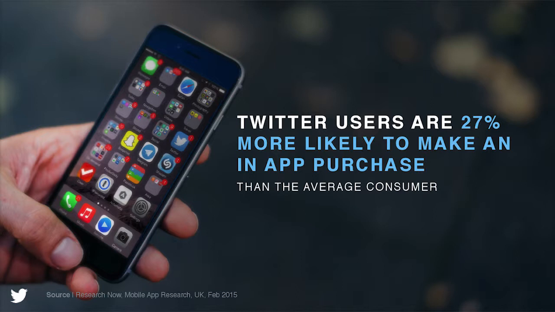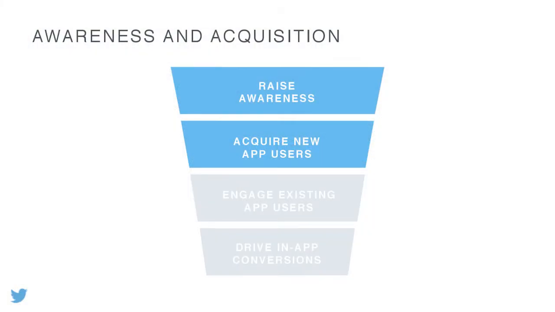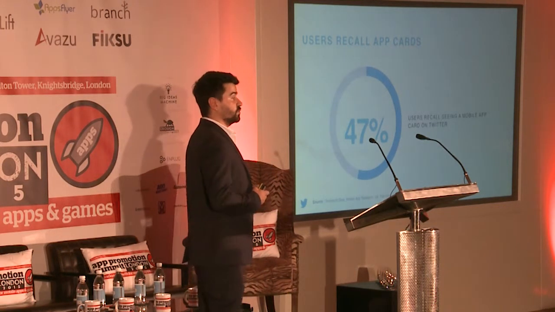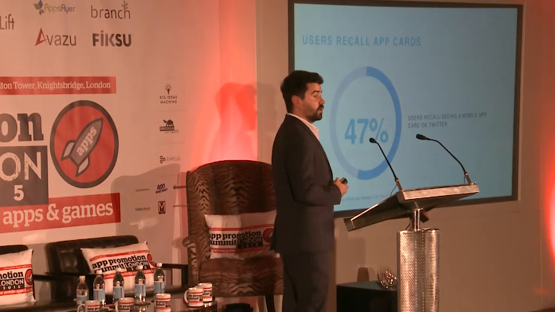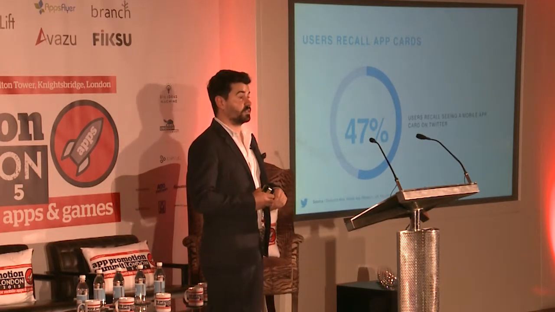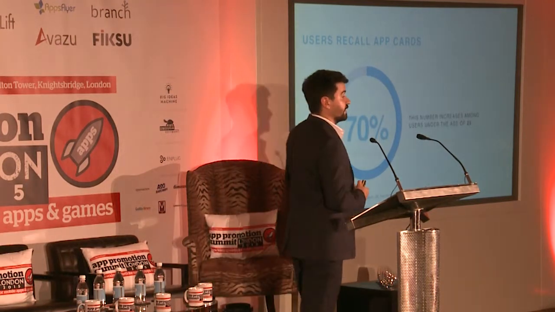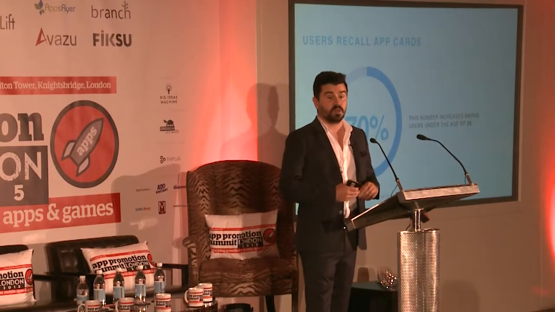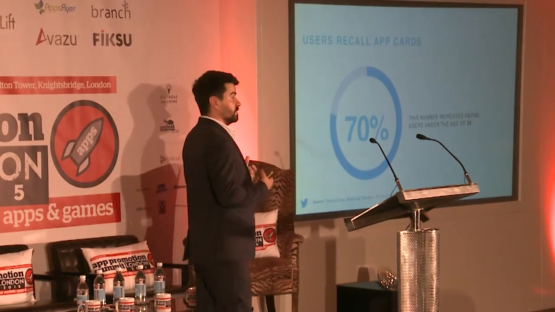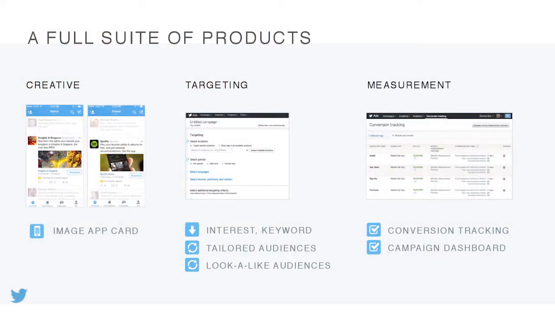And there is a funnel for success, and you see it in front of you, where mobile app promotion has use cases for upper funnel, mid funnel, and lower funnel goals, from raising awareness through to driving installs, to driving in-app conversions and driving re-engagements. Recall and recognition is very high on the Twitter platform. 47% of our users recall seeing a mobile app promotion card on Twitter. And when we look at the elusive demographic of users under the age of 25, which is a very important demo for many marketers in this audience, we see that number increase to 70%. So 70% of our users under the age of 25 recall seeing a mobile app promotion card on Twitter, as well as having performance benefits. You will also see all of that brand uplift with your campaigns on Twitter at the same time.